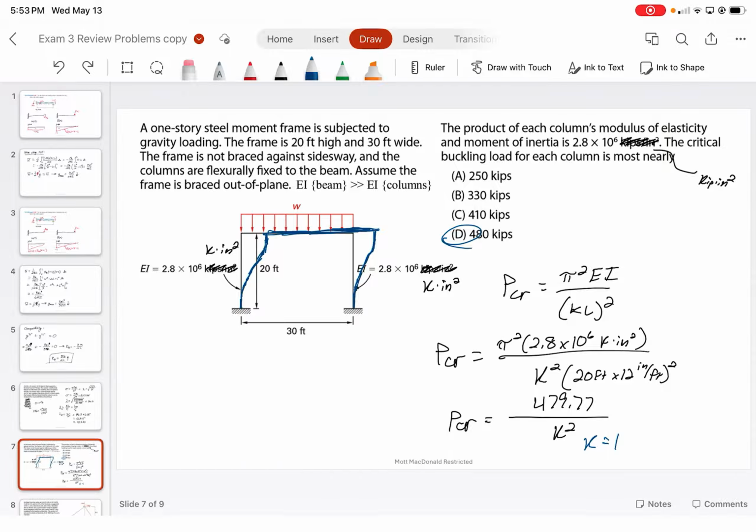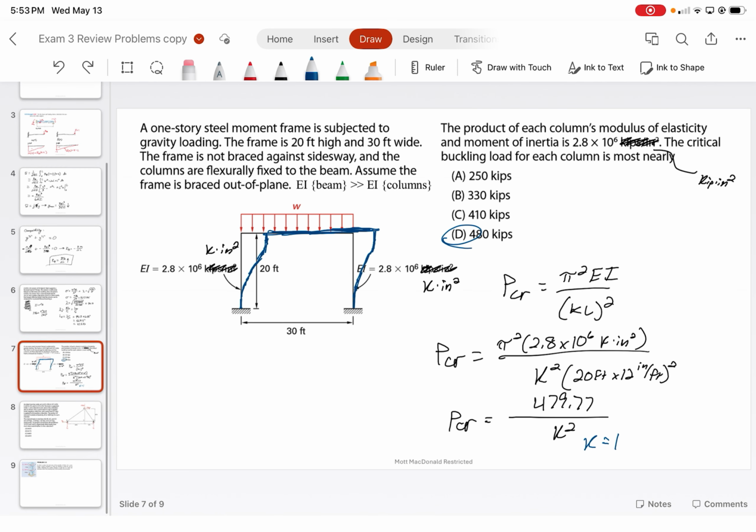All right, does that make sense? Are there any questions about this problem? No?